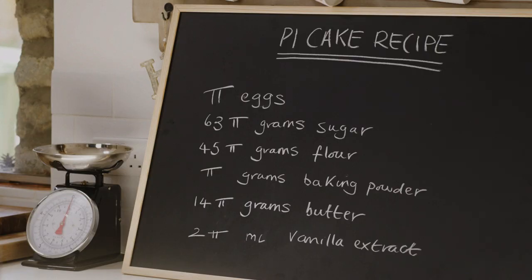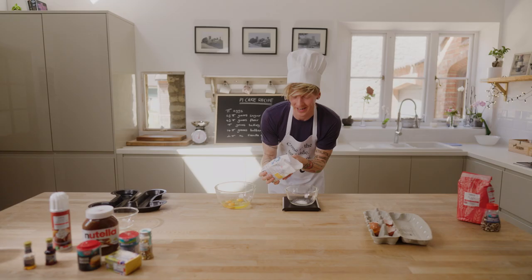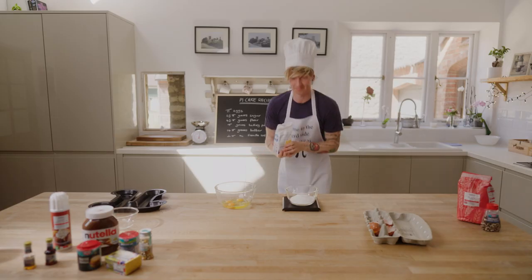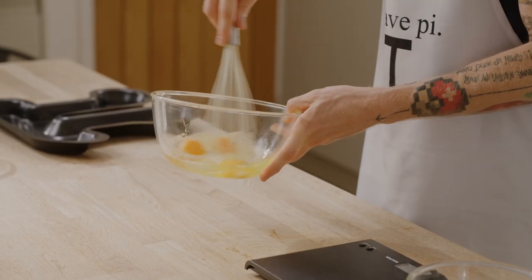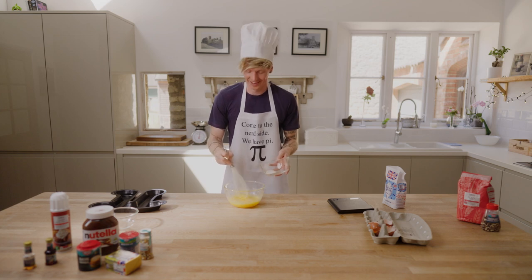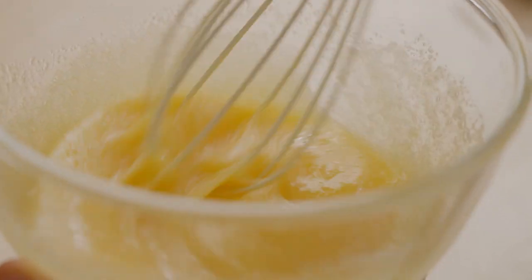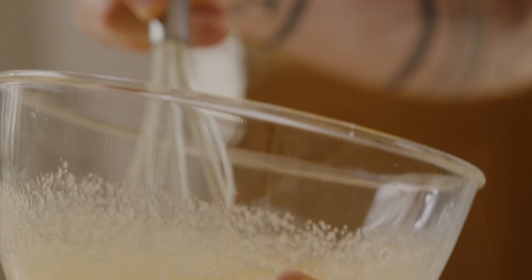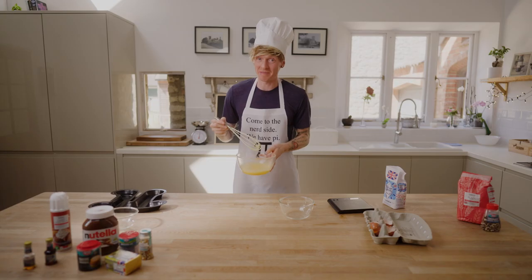What's next? 63 pi grams, 200 grams of sugar, I think. Unfortunately, my scales don't work in multiples of pi. There we go. 63 pi grams of sugar. And I think I'm supposed to add this to the eggs. It's hard work. I'd say the eggs look sufficiently whipped, so let's get the oven on.